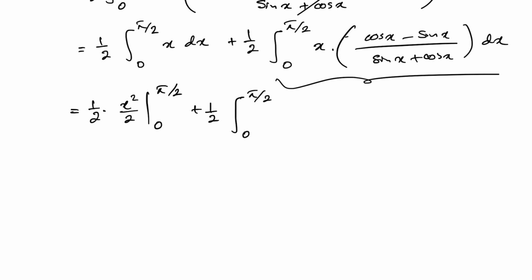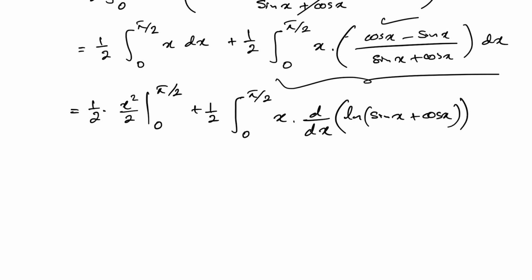I'm going to write x as the first function, then our second function will be the integration of this part. So we know natural log of sine of x plus cosine of x, because we know the derivative of the denominator is placed in the numerator. Then here we have the integral from 0 to pi over 2 of this part, and here we have again dx.